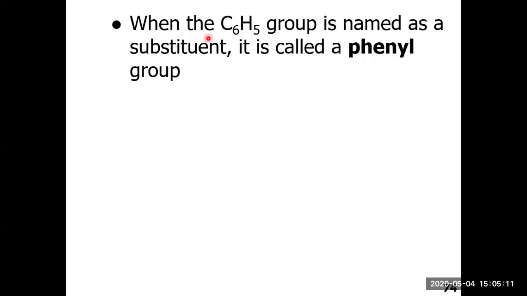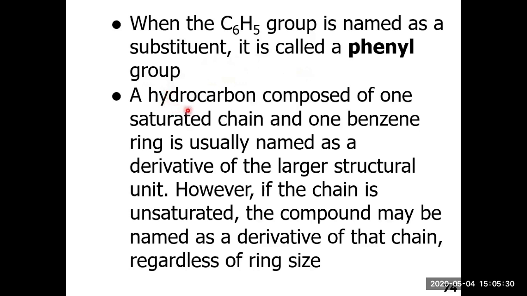All right, so if we have a C6H5 group, that is called a phenyl group. And we have rules on how we give names for molecules containing the phenyl group. Now, if the hydrocarbon is composed of one saturated chain and one benzene ring, it is usually named as a derivative of a larger structural unit. However, if the chain is unsaturated, then the compound may be named as a derivative of that chain regardless of the ring size. We will learn more of these rules in the following examples.